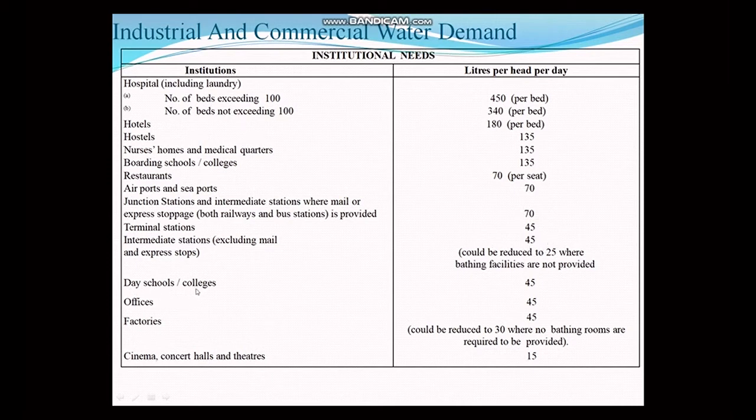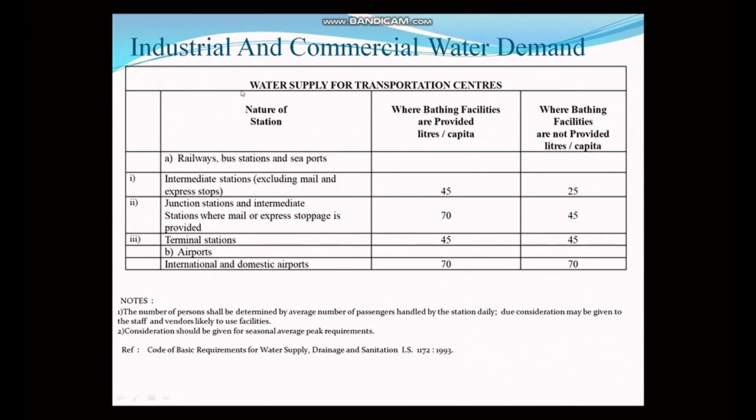For the day schools or colleges, the required water supply or water demand is 45 LPCD. For offices, the required water supply is 45 LPCD. And for the factories, the required water supply is 45 LPCD. If no bathroom is provided, then this particular 45 LPCD amount can be reduced to 30 LPCD for the case of factories. And for institutes or buildings like cinema, concert halls and theaters, the required water demand is 15 LPCD.